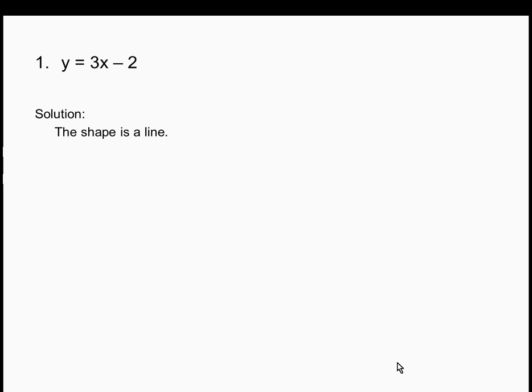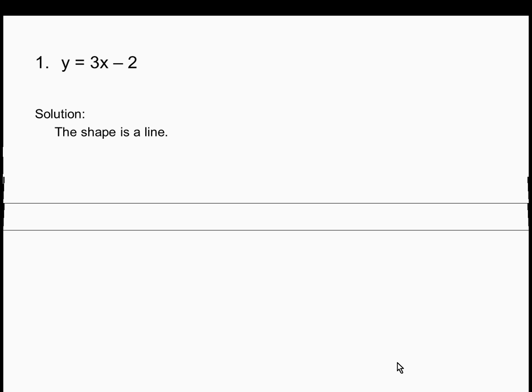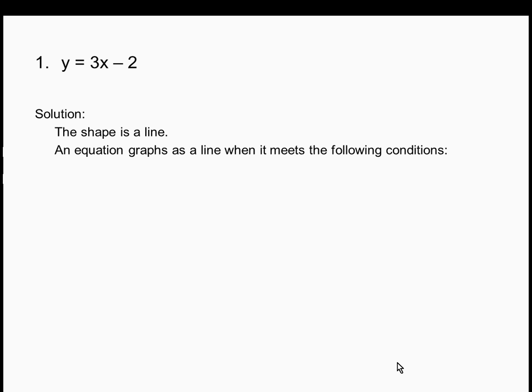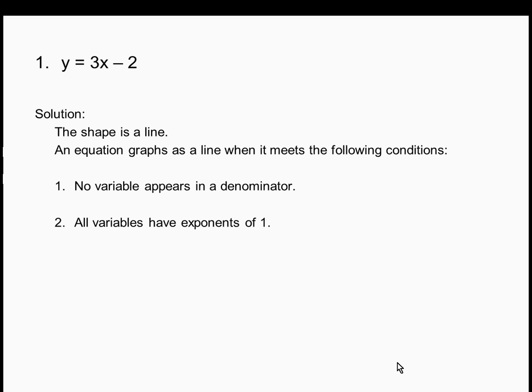So our solution. Okay, the shape is a line. Okay, this is how you know it's a line. These are the conditions for an equation to be a line. So an equation graphs as a line when it meets the following conditions. Number 1, no variable appears in the denominator.